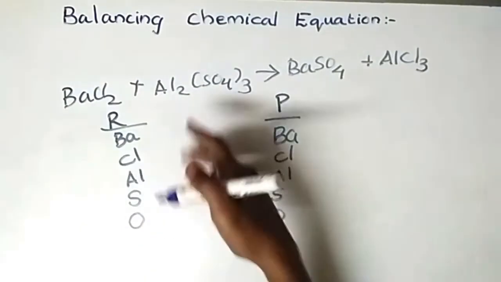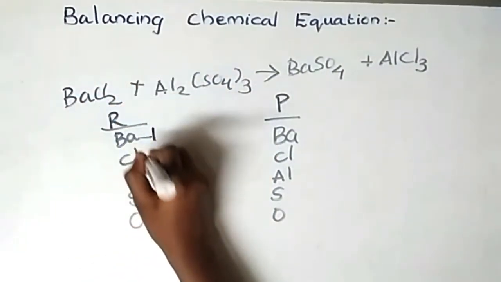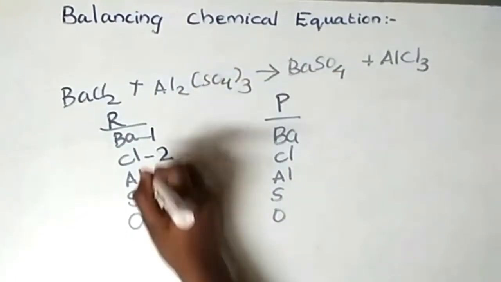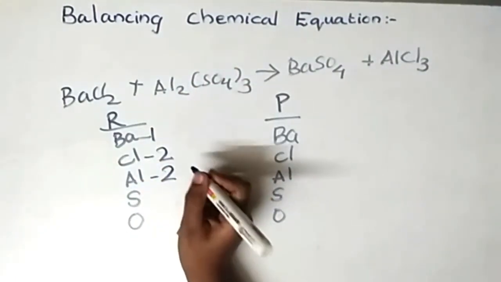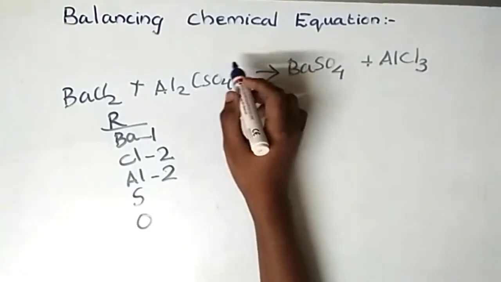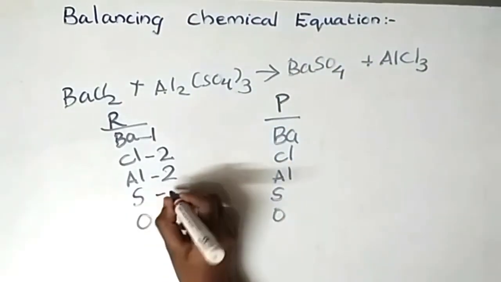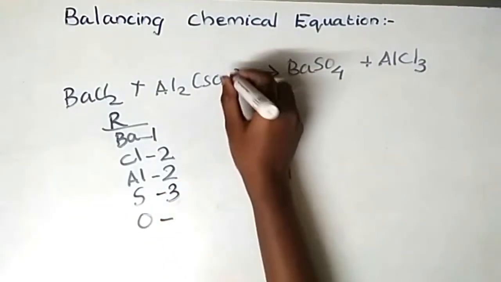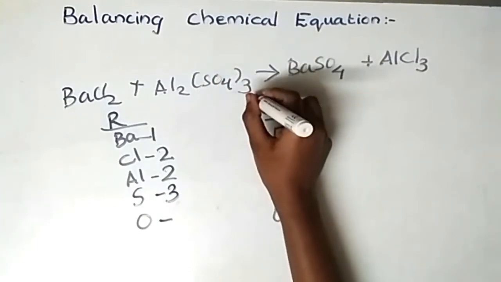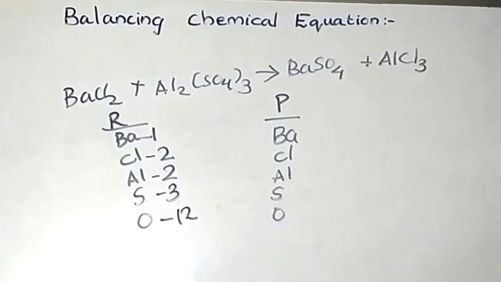So when you count the number of atoms on the reactant side, we have 1 barium, Cl2, so 2 chlorine, Al2, that is 2 aluminium atoms. And SO4 thrice means 3 is common for all the elements present inside it. We have 3 sulfur atoms, and already we have 4 oxygen atoms and 3 is common. So 4 into 3 means 12 oxygen atoms.